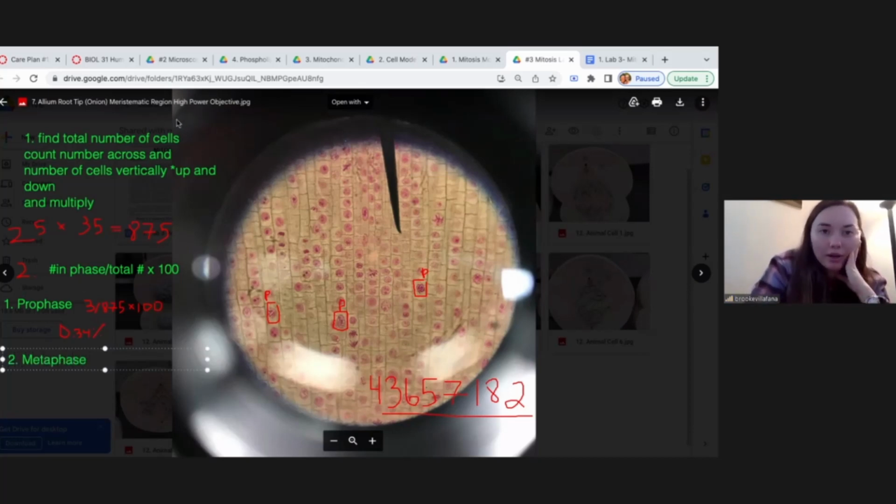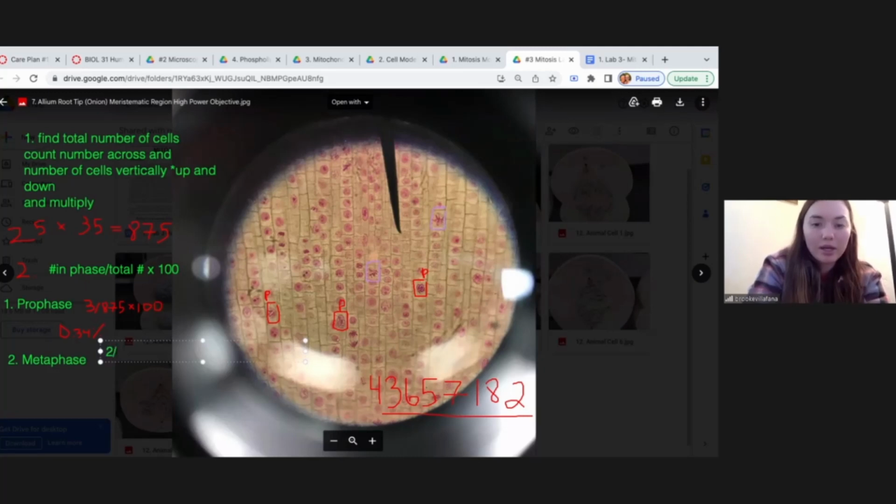So what did I find? Let's do a different color. So we said that metaphase, sorry, I know it's really pale, but we see 1 and 2. So we're going to do 2 divided by 875 times 100, which equals 0.23%.